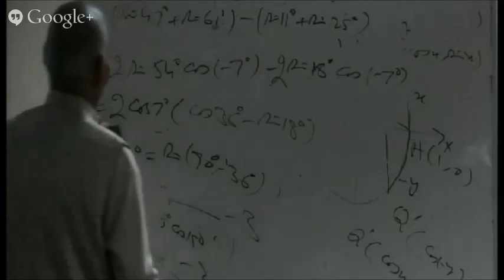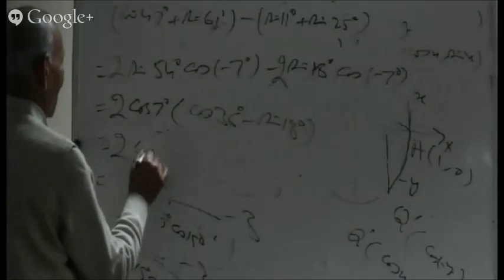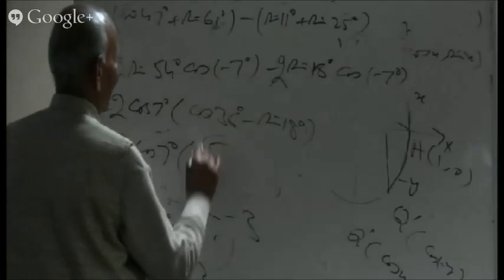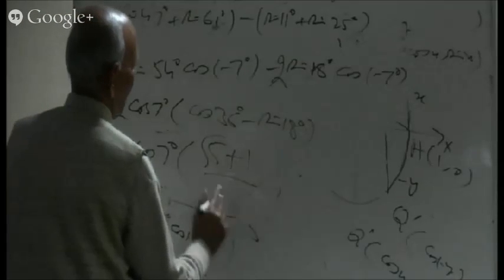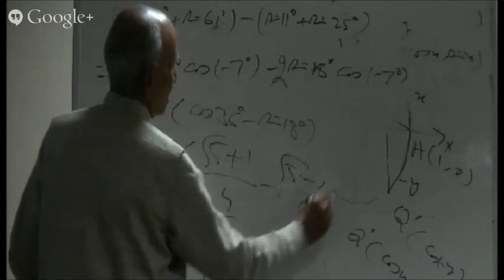You know it? You don't know it. You don't remember it. Well, if you are to appear in the competition, you have to remember it. Root 5 by 4, and then here is minus root 5 minus 1 by 4.